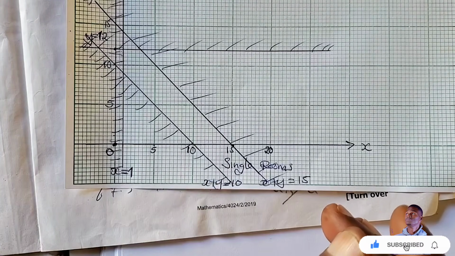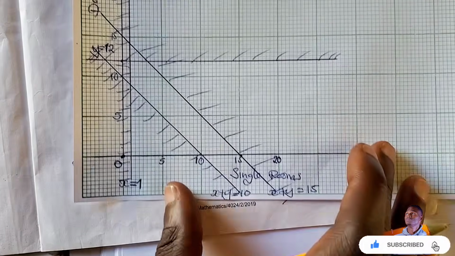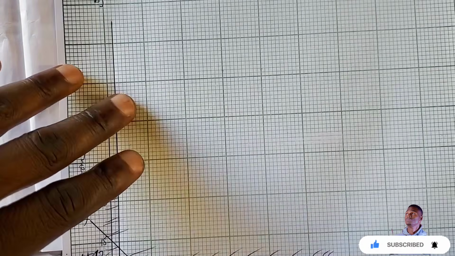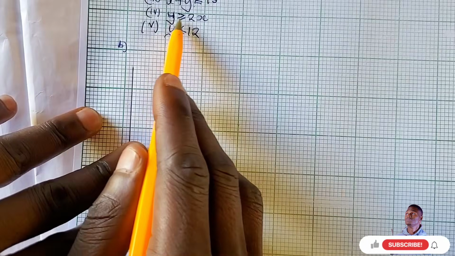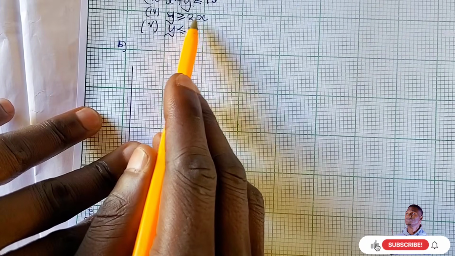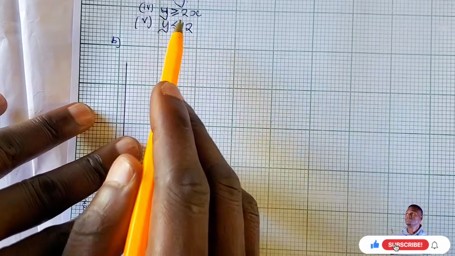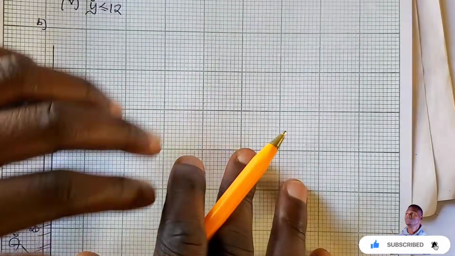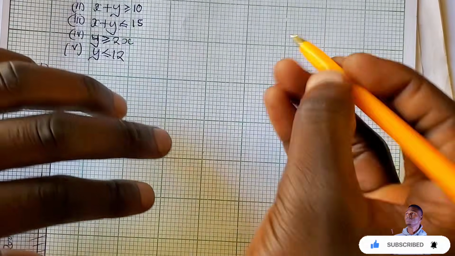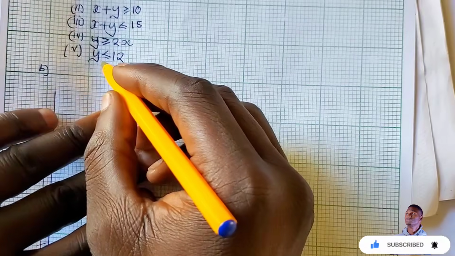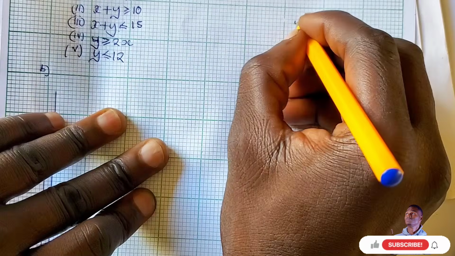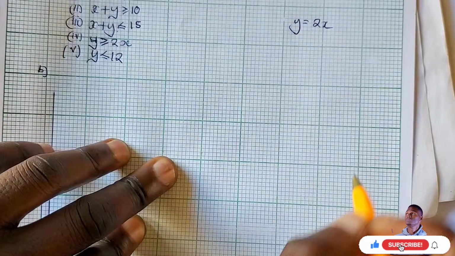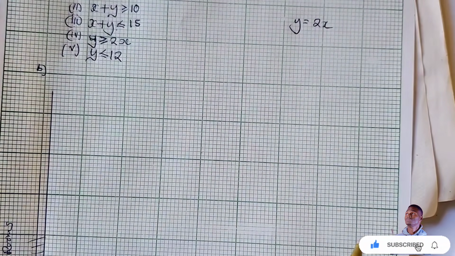We have one more inequality, and this is y is greater than 2x. Now, how do you solve this? It is very simple. I'm going to use this part here to solve for this one. Now I'll use the equal sign: y is equal to 2x.